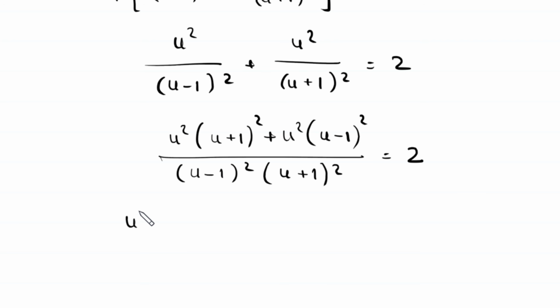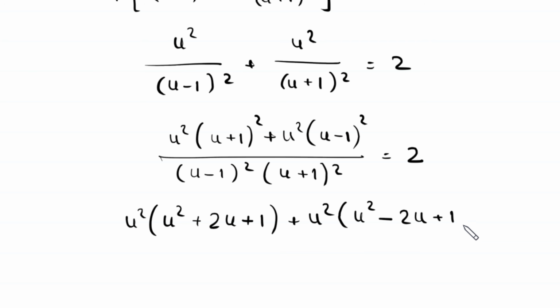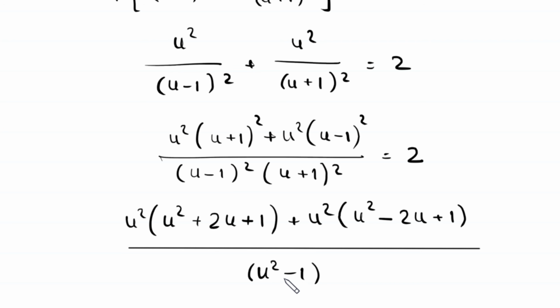Next, u squared times expand (u plus 1) whole squared, which becomes u squared plus 2u plus 1, plus u squared times expand (u minus 1) whole squared, which becomes u squared minus 2u plus 1. Multiplying the two factors in the denominator, this becomes (u squared minus 1) whole squared, equal to 2.